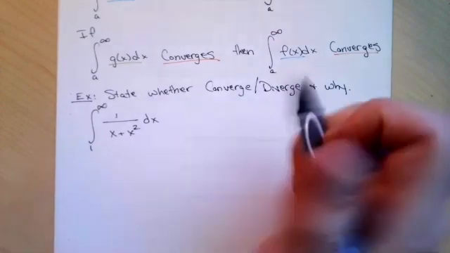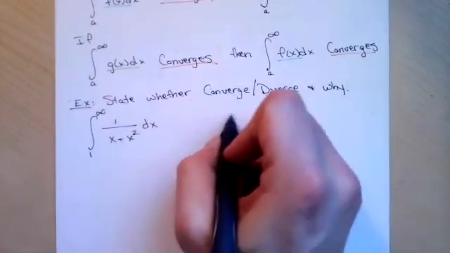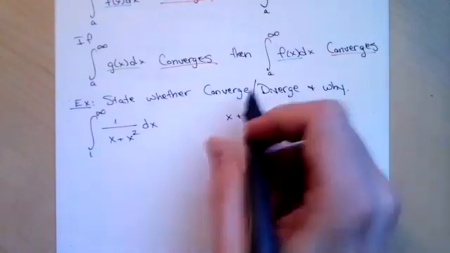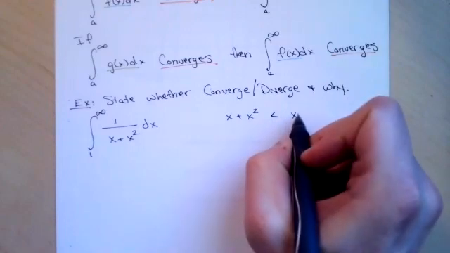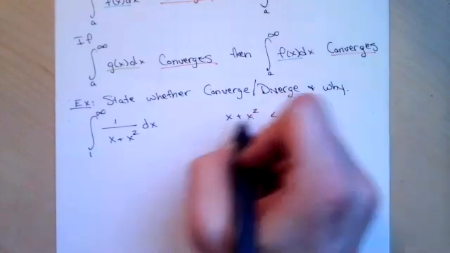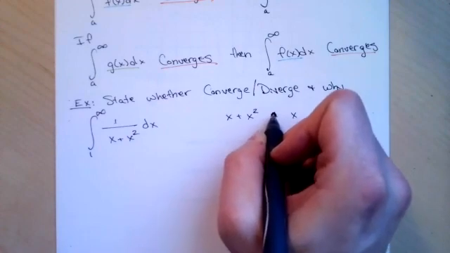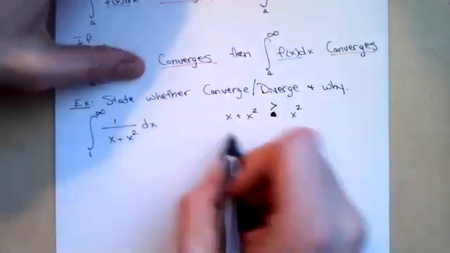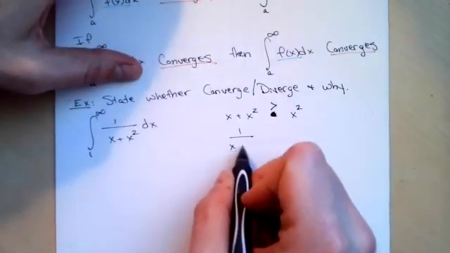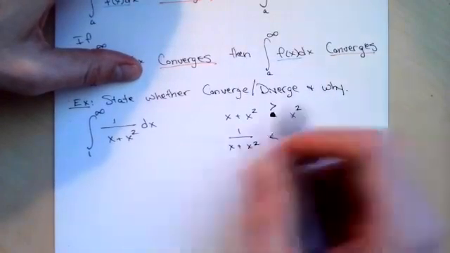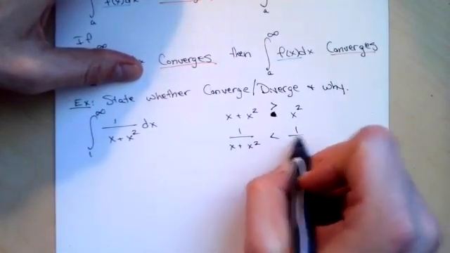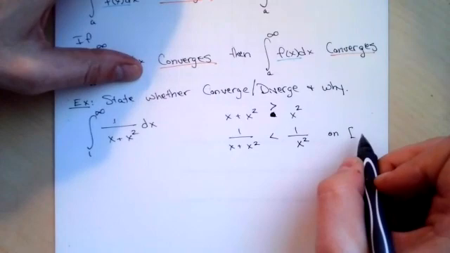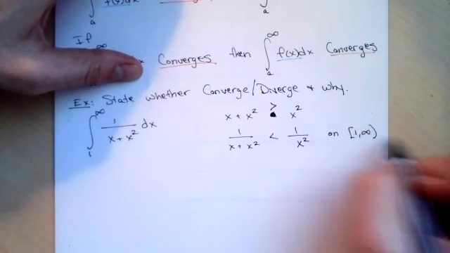So keep your inequalities correct. We are from 1 to infinity. You can write out things like x plus x squared is bigger than x squared. I'm already writing my inequalities backwards. It's bigger than x squared, which means if I take the reciprocal, the inequality flips. This denominator is bigger than this one, at least on 1 to infinity.